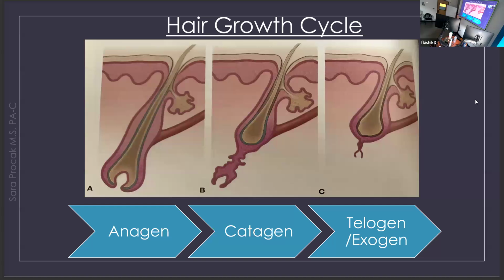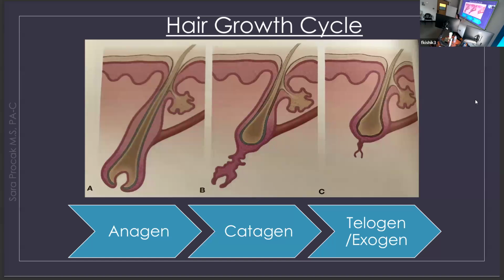Then you have your catagen phase. This is considered a transitional phase. It lasts about 2 to 3 weeks, and about 1 to 3% of our hairs are going to be in this phase at any given time. It's considered a transitional phase because we're going from anagen, which has a lot of mitotic activity, to decreased activity in catagen. And then eventually you're going to have cell death. So we're transitioning from a lot of growth to nothing happening at all.